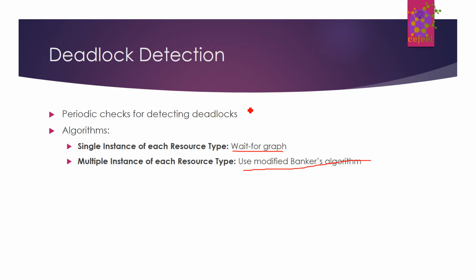Both of these algorithms are related to the deadlock avoidance algorithms that we saw on the previous slide. The wait-for graph is used when there is a single instance of each resource type, and when there are multiple instances of each resource type, we use the modified banker's algorithm.